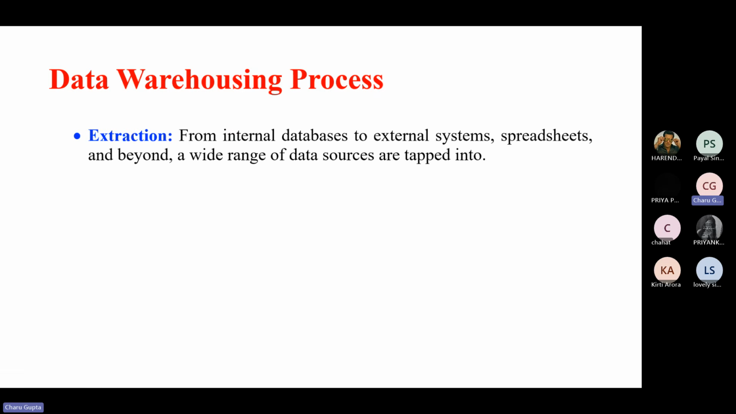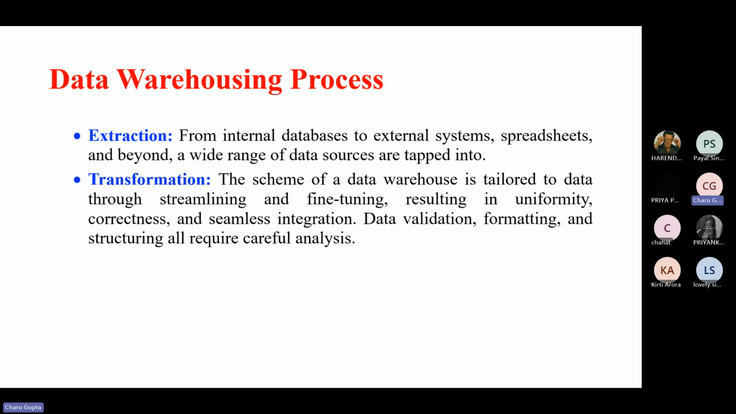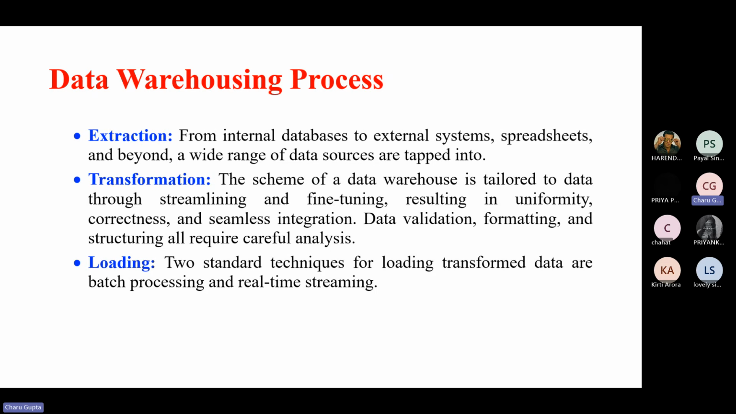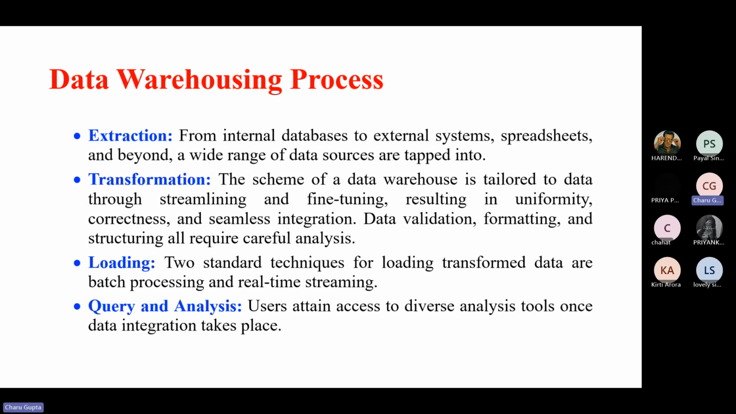Now, next comes the data warehousing process, how it is being loaded. First, data from the internal databases is extracted. It is then transformed through data cleaning, data validation, and formatting. And then it is loaded using two different techniques: one is batch processing or real-time streaming, and then it is used for query and analysis. So these are the four different processes in the data warehouse. First one is extraction, second transformation, third loading, and fourth is query and analysis.